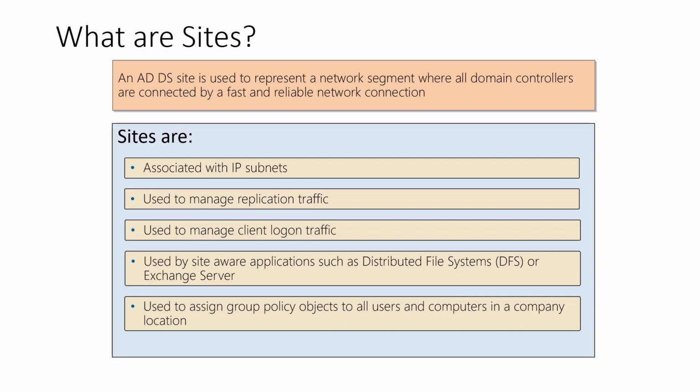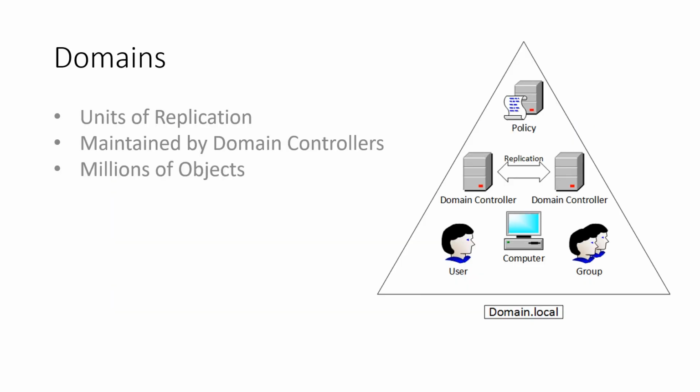Coming to domains, let's discuss this, then we will proceed further. Domains are the unit of replication maintained by a domain controller and it maintains a million objects. All of the domain controllers in a particular domain can receive changes and replicate those changes to all other domain controllers in the domain. Each domain in Active Directory is identified by a Domain Name System domain name and requires one or more domain controllers.